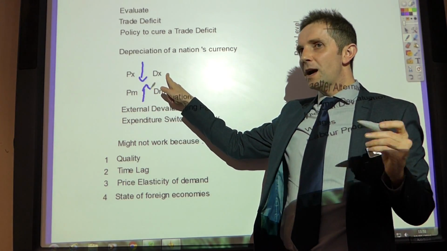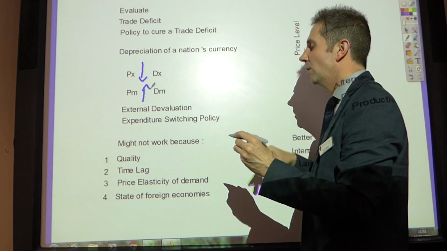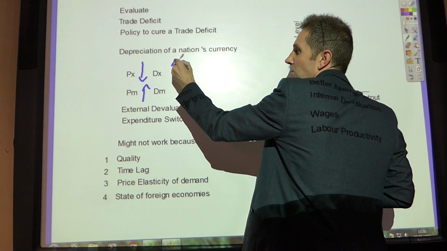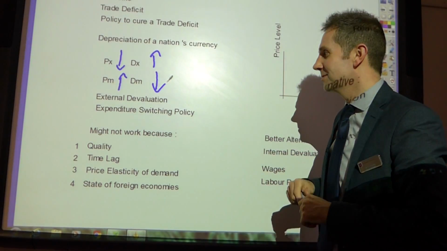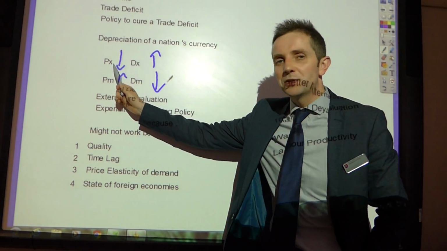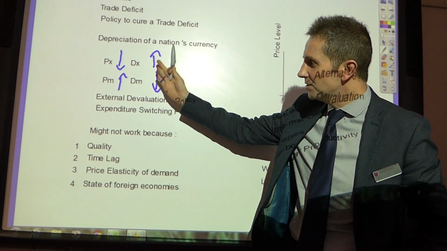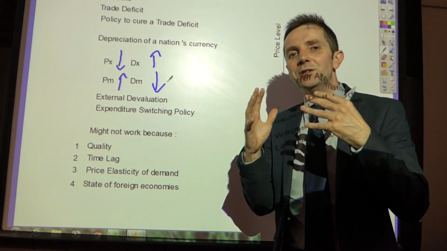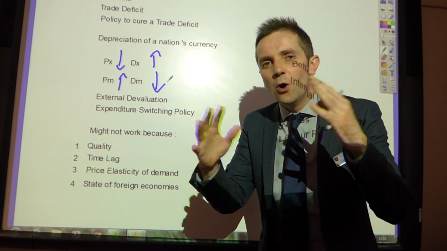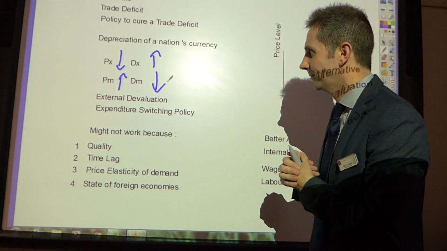What will happen to the demand? Well, when the price of exports falls, the demand for the exports will go up. I was saying, ceteris paribus, that's what I was saying, wasn't it? The price of the exports falls, the demand for exports rises, the price of imports rises, demand for imports falls. Now, that is all ceteris paribus. In other words, all other things remaining equal.